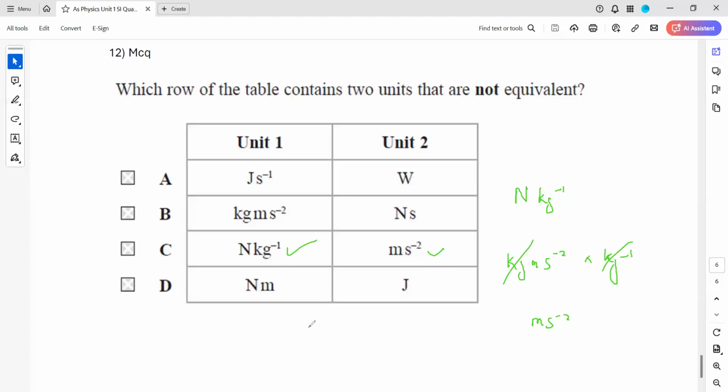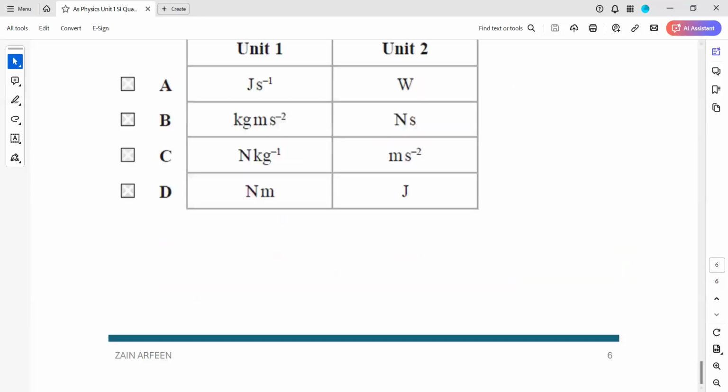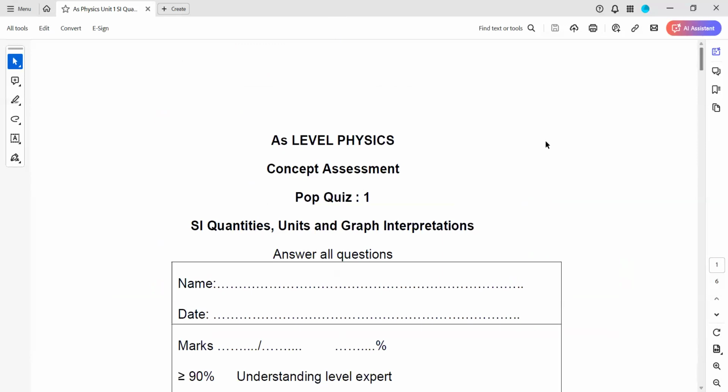Newton meter, because that's the unit of work or energy. Force is in Newton and distance is in meter. So Newton meter is also known as the joule. So they are equivalent, the same. But this one is not equivalent: Newton second is not equal to kilogram meter second to the minus 2, it is second to the minus 1. So this was pop quiz 1, which was related to SI quantities and units in the graph.